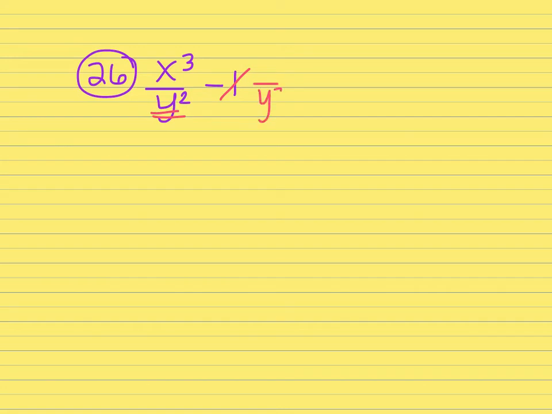The reason I said I like working with ones is I can write 1 as anything over itself. So if I just make this y squared over y squared, I've got my common denominator now. So on the top now, this would just say x cubed minus y squared. And on the bottom, I would just have that y squared. And we'd leave it alone.